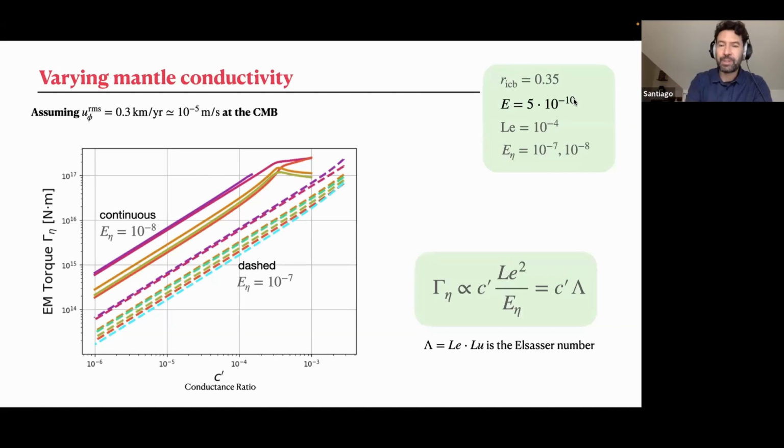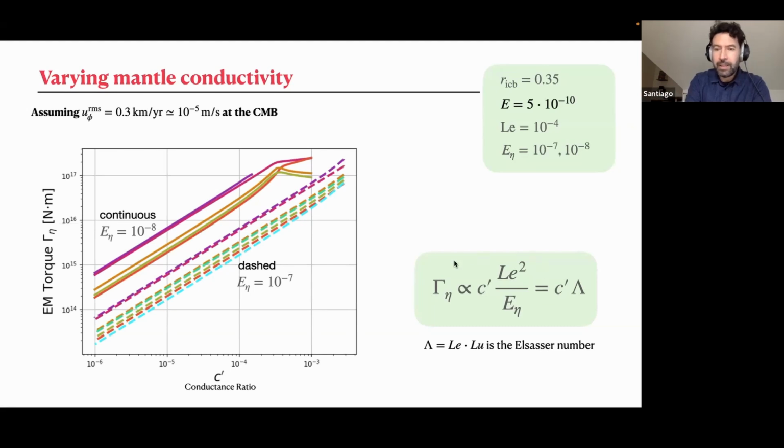And we don't want that, because then the torsional oscillations do not exist. So we cannot really go too close to 10 to the minus 8. This is about the smallest Ekman number that we can get. We cannot really go smaller than this.